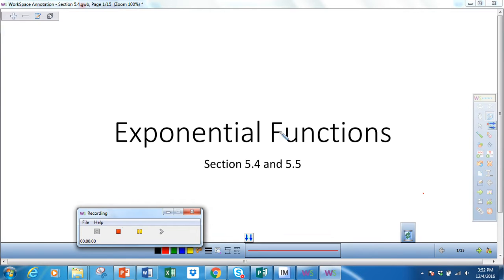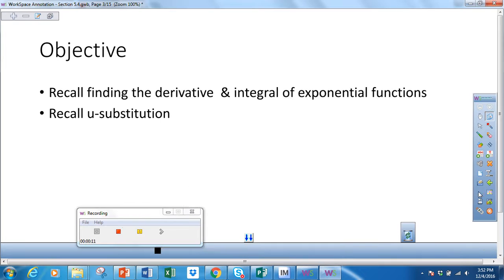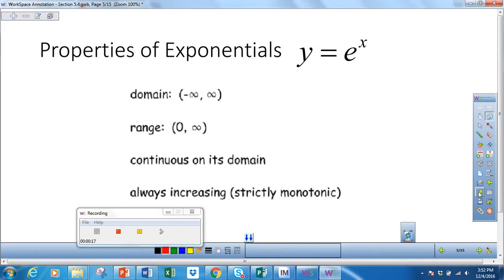Okay, so in this section, we're going to look at differentiating and integrating exponential functions. We've done most of this before, so it's going to be a review for most of us.